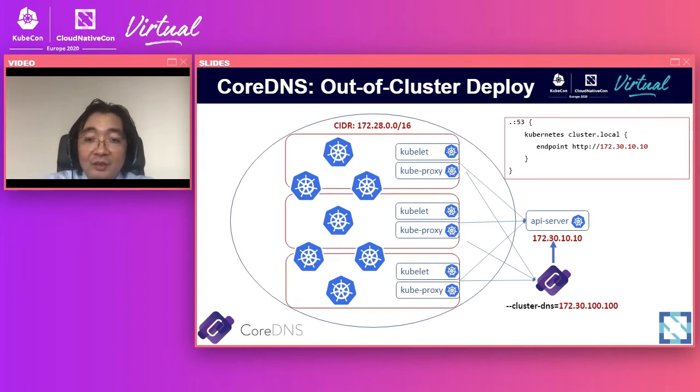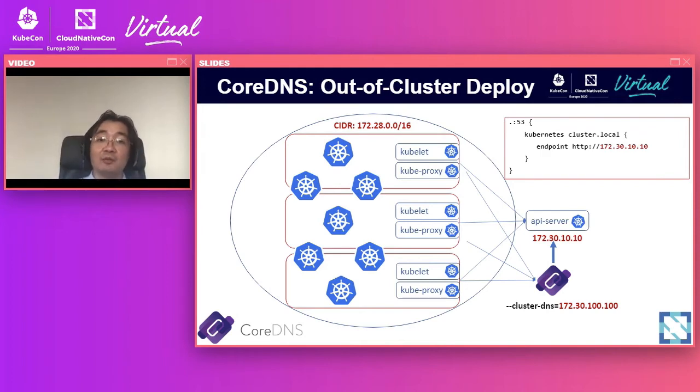You also need to specify the cluster DNS of your Kubernetes cluster to point to the CoreDNS IP address so that they can send DNS queries to CoreDNS. And that's it. That's out-of-cluster deployment.